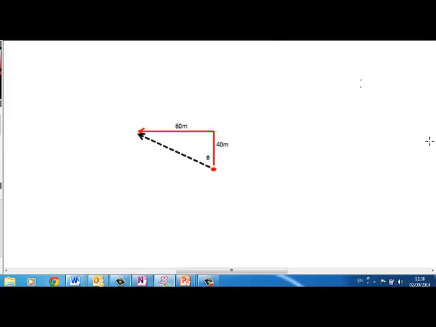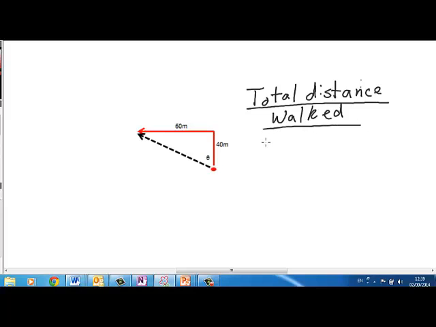So what would your total distance walked be? Well, remember, the distance you walk is just the sum of all the paths you took. So I would just take the 40 meter path and add it to the 60 meter path, and I would find that your total distance walked was 100 meters.